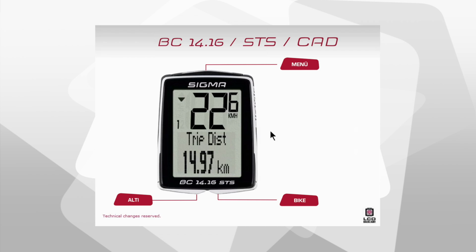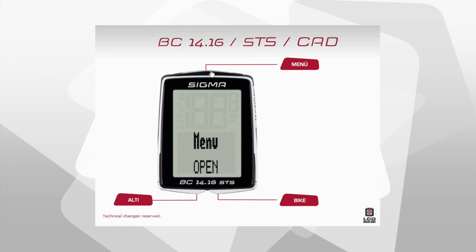To open the menu, press and hold the menu button for 3 seconds. The display shows Open Menu first, and then Statistics. With the two buttons Bike and ALTI, you can now scroll back and forth between the Statistics, Total Values, and Settings. At the end of each menu item, you have the possibility to go back up one level via Back. Alternatively, you can also press and hold the Bike button for this.